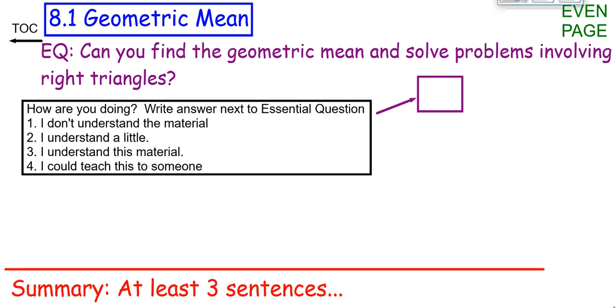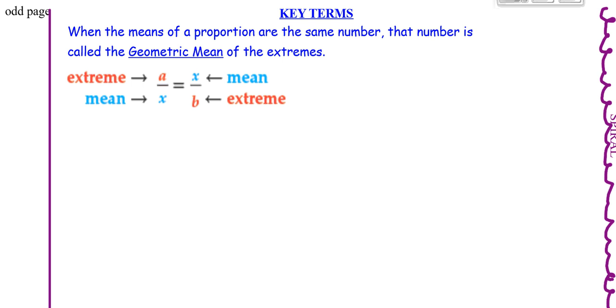Here is the key terms page. I'll read this to you, and you can write it, and pause if you need to. When the means of a proportion are the same number, that number is called the geometric mean of the extremes. So when you write this proportion, a over x equals x over b, I'll write it myself: a over x equals x over b.